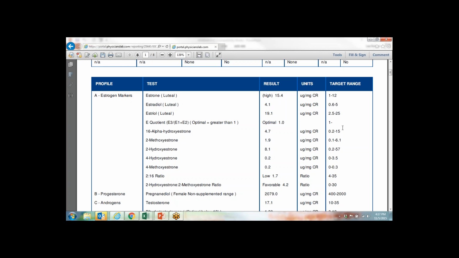We don't like to do reference ranges because they really don't give a clear indicator of where the patient feels best or where the optimal health is. So we give target ranges, which are more optimal ranges, where we like to see the patient and where the patient feels best.